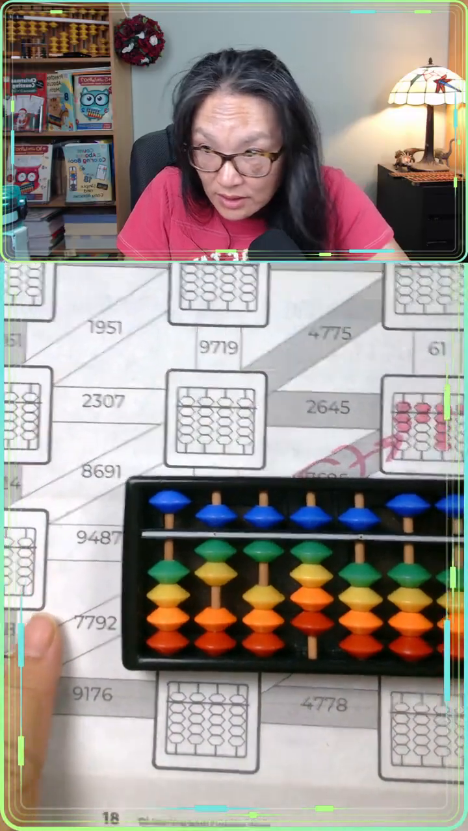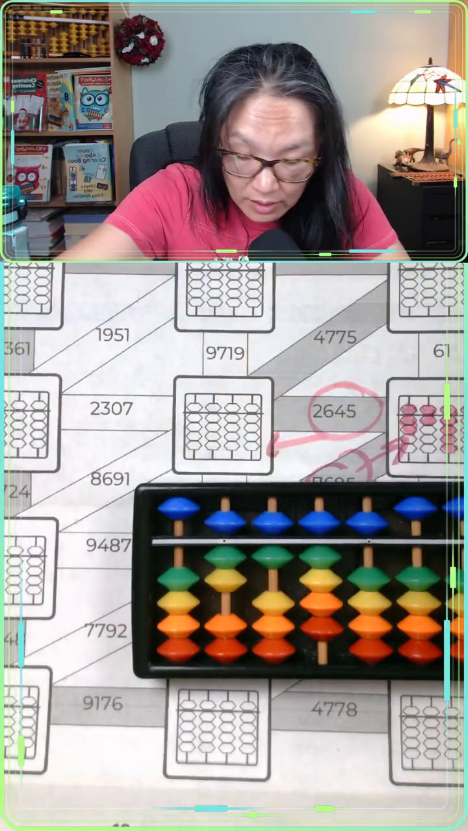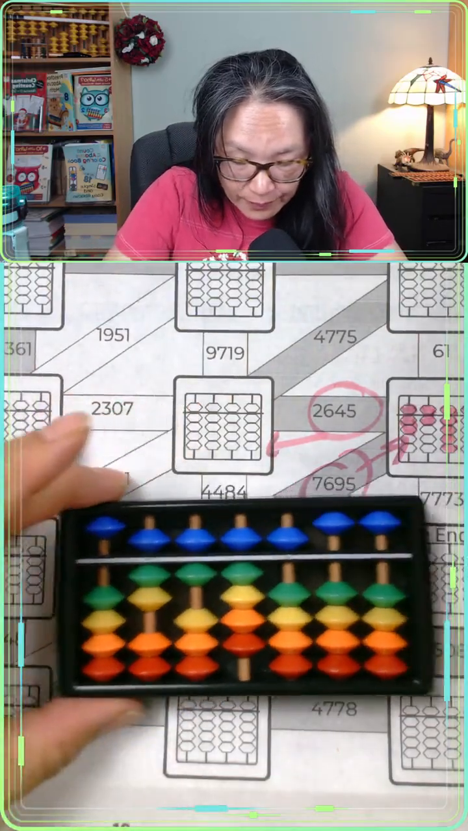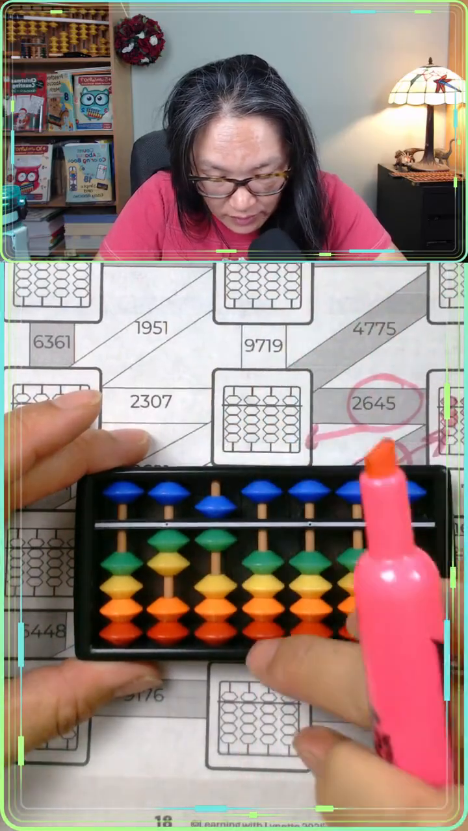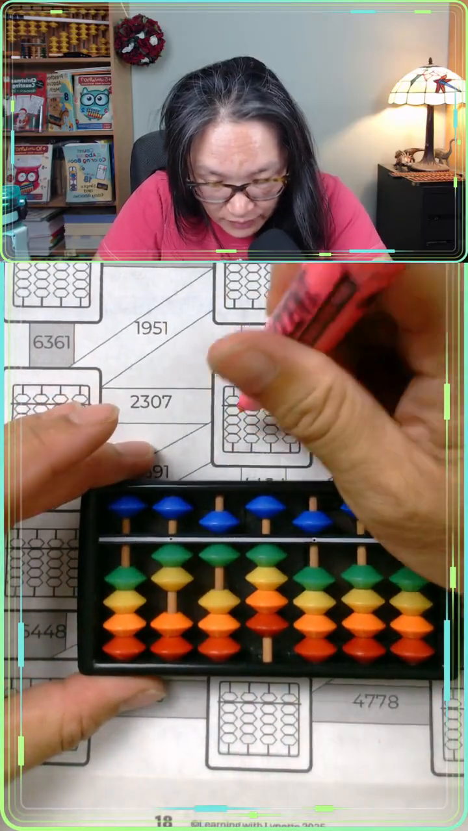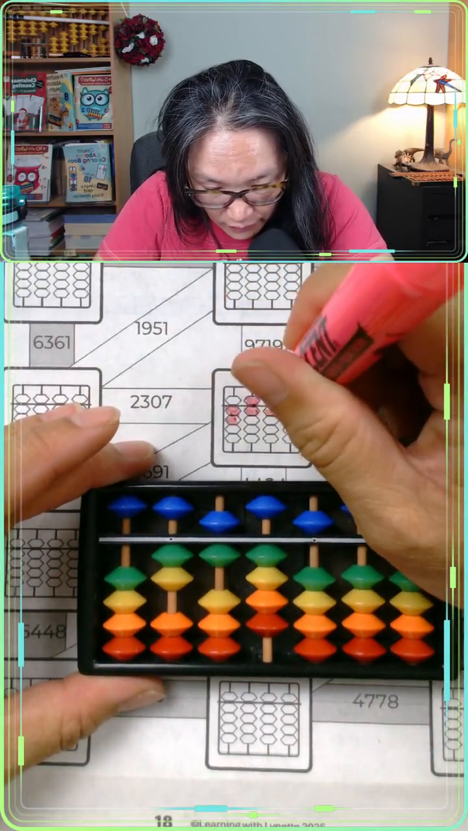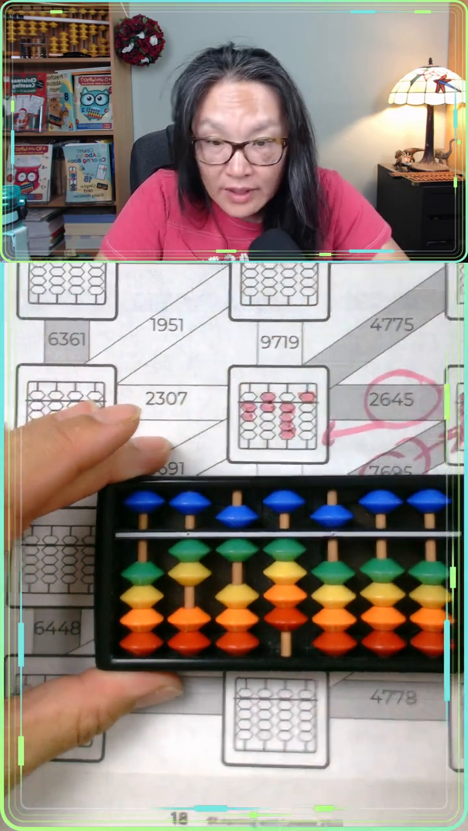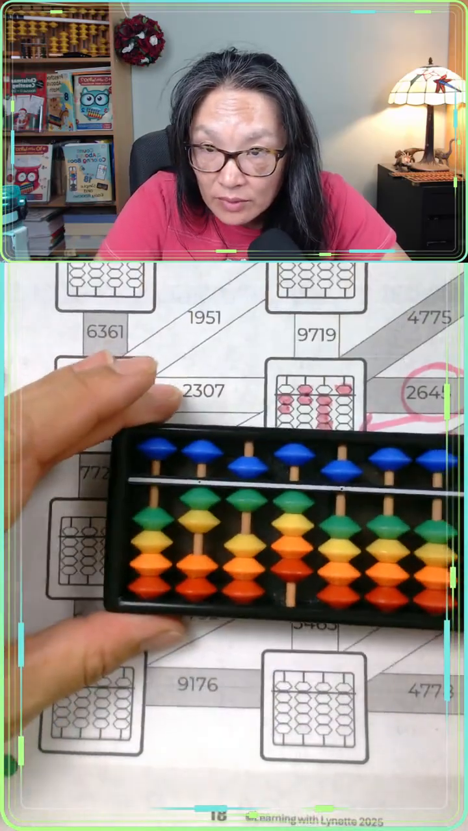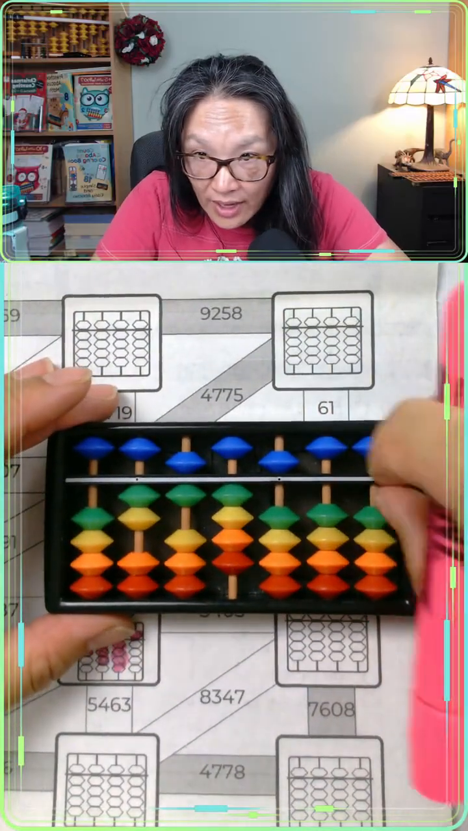So now we have our next number, which is 2,645. There we go. So then we have our next number. Whoa, our path is going this way, so we just need to go that way.